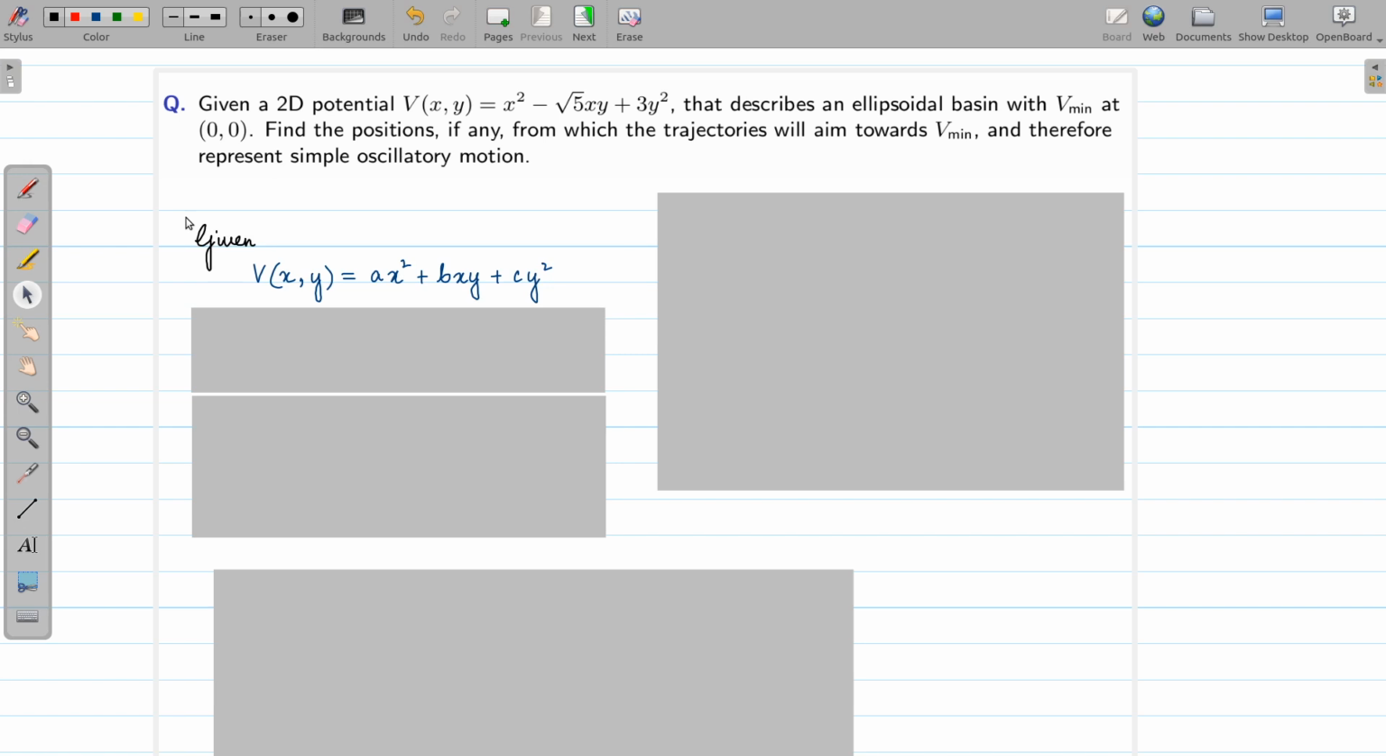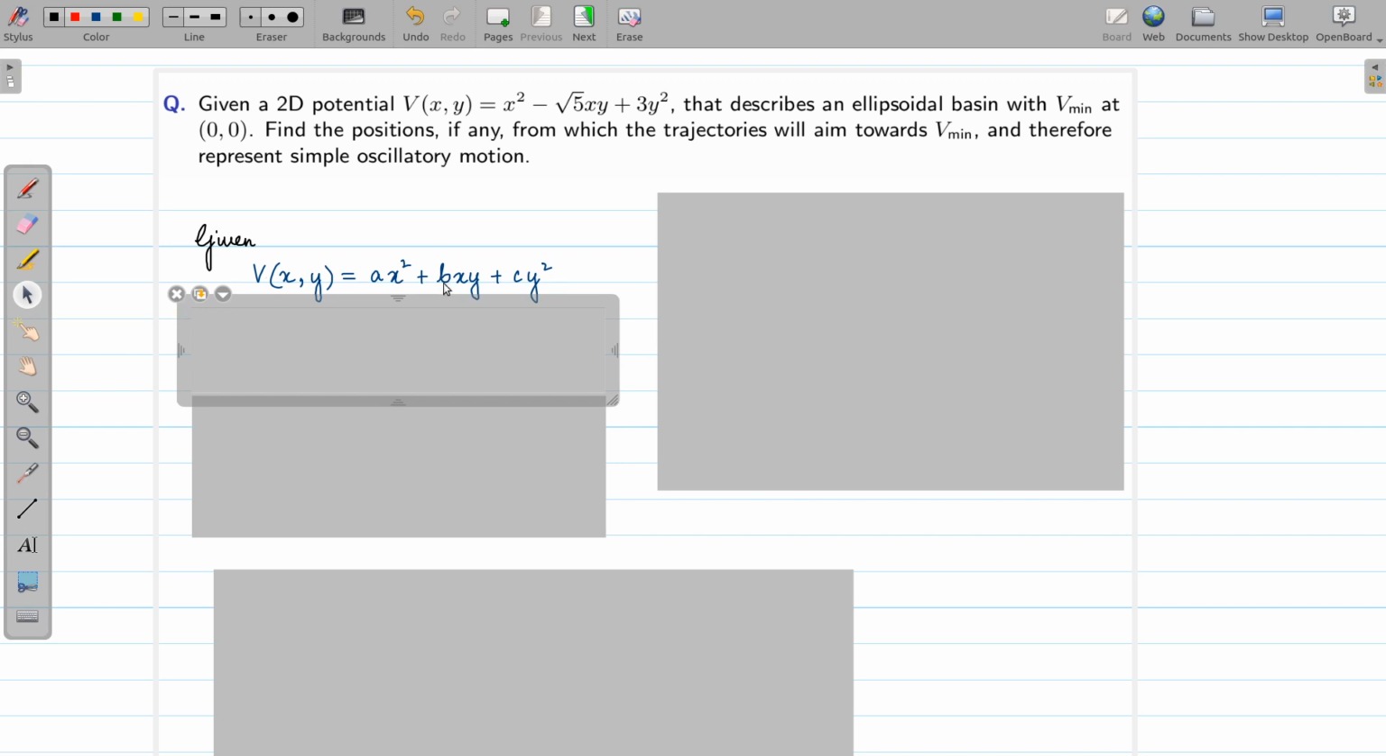I'm going to write this potential in a general form. This is actually what is called a quadratic form. We will see that later. So V is equal to a x square plus b x y plus c y square. Such a form is eventually going to help us find the eigenvalues. So I write it in general like this.